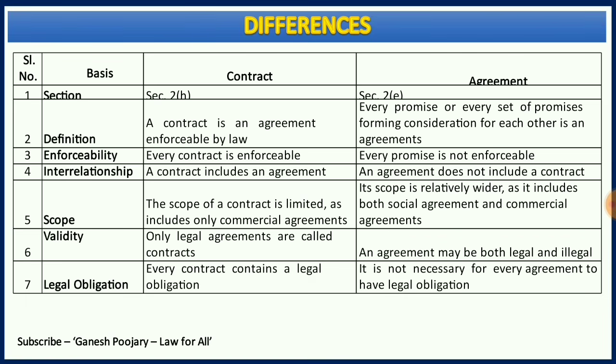Now, the scope of the contract is quite limited because it considers only commercial agreements, whereas the scope of agreement is quite wider because it consists of both commercial as well as social agreements. As far as validity is concerned, contract is only legal agreements, whereas the agreement can have both legal as well as illegal agreements. The legal obligation part of contract is quite clear. Every contract contains a legal obligation, whereas it is not necessary for every agreement to have legal obligation. Those are the few important differences available between contract and agreement.